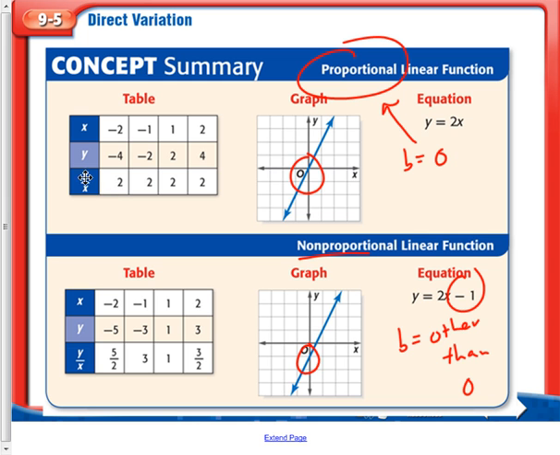So you see here all the constant rate of change, the constant variations are going to be 2. Here you see they're changing 5 halves, 3, 1, 3 halves. They're all different. So that kind of gives you your either proportional or non-proportional relationships.